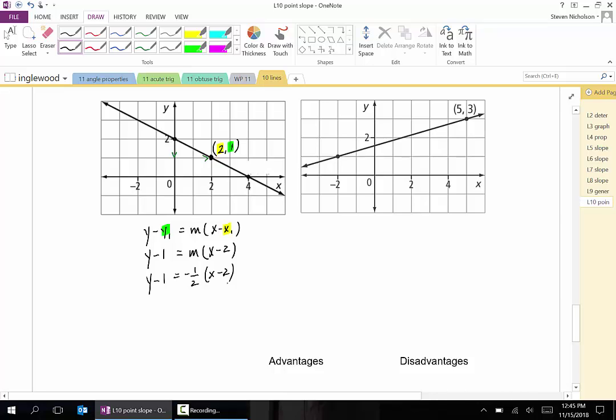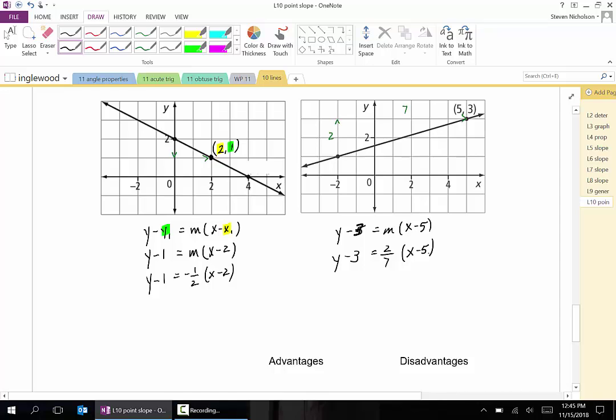Now in this one, we have 5 comma 3. So this would be y minus 3 equals m times x minus 5. And in order to figure out the slope of that one there, we find 2 nice points, and they're highlighted. So there's up 2, and there's over 7. Up 2, right 7, so the slope is positive 2 over 7. So the equation of this line would be this right here.